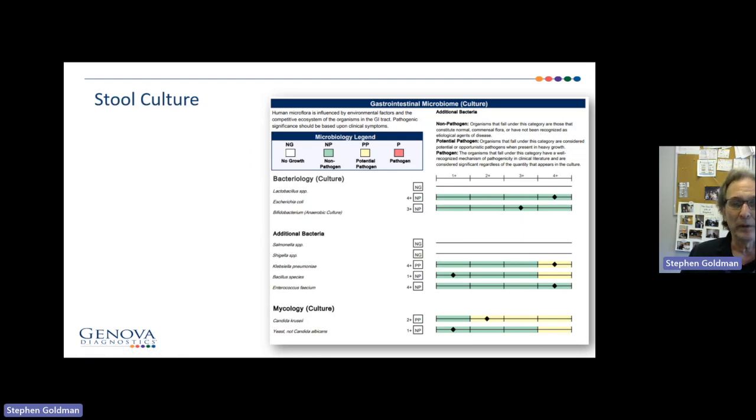Then we take the stool and we place it in a culture, and we don't predict or know what will grow out. We just report it. Now, we're always going to list Salmonella and Shigella so that you know we're looking for frank pathogens. But if you see no growth and just a horizontal line, that means it wasn't a finding on the test. But here we do have three.